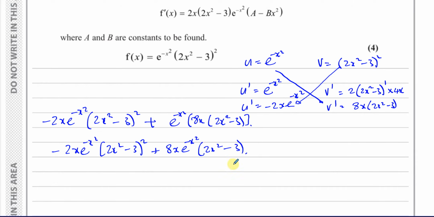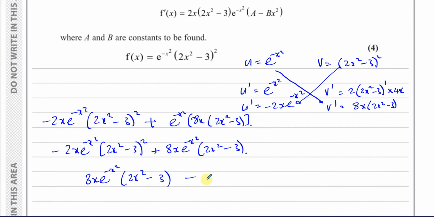Now, what we're going to do is try to write it in the form that we need. So at this stage, because of that minus sign, I'm going to write this first the other way around.